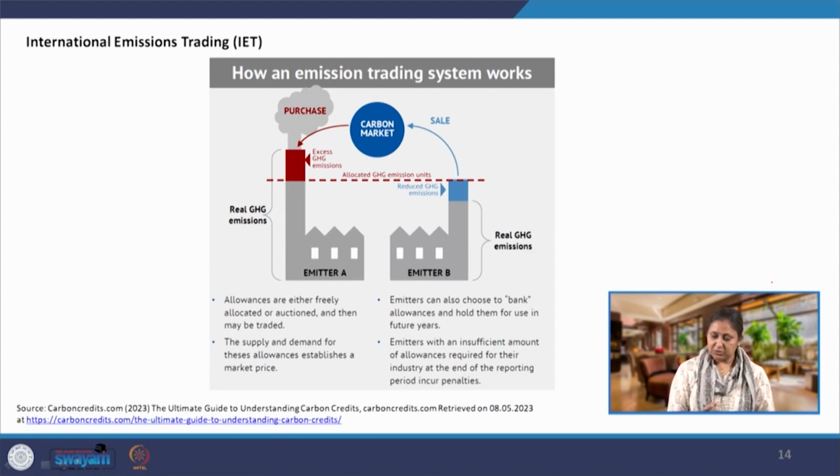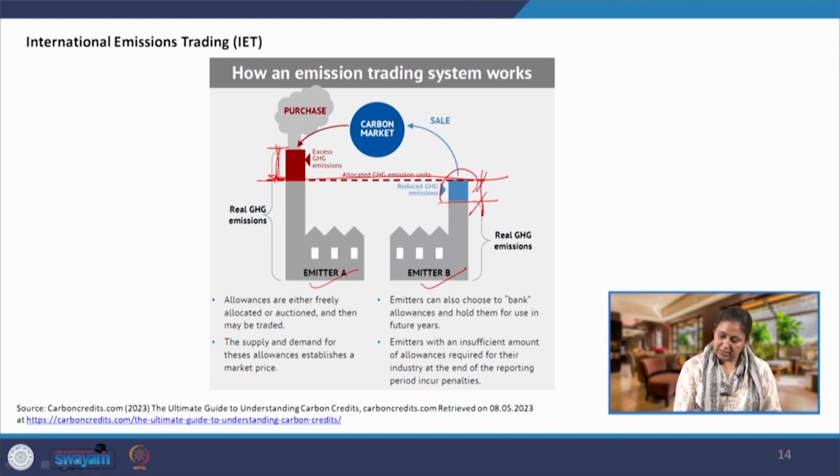So, how does this emission trading system work? For example, if you look at this, there is an emitter A, it could be within the countries, it could be across the countries, anywhere. If you look at the world, several such international emissions trading platforms are there. So, there could be an emitter A and an emitter B. This is the baseline for allocated GHG emission units, and there are models to determine that. Now, emitter A actually emits more than its allowed GHG emissions, and emitter B emits less.